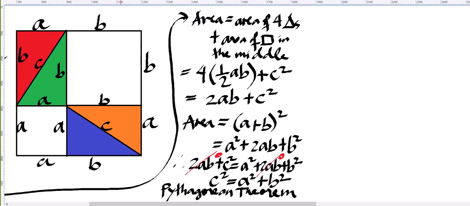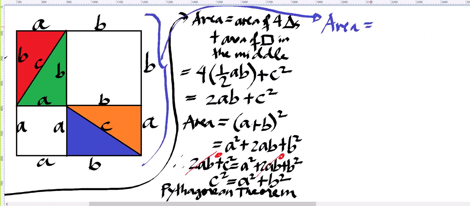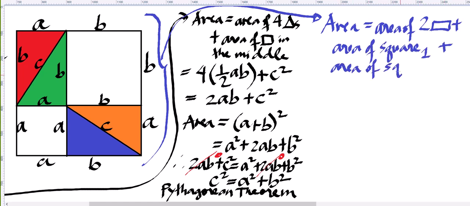Now, the area of the other square, which is of the same size, is equal to the area of the two rectangles, which is each composed of 2 triangles, plus the area of the square with side A, plus the area of the square with side B. We know that the area of the rectangle is equal to length times width. Hence, the area of the two rectangles is 2AB.